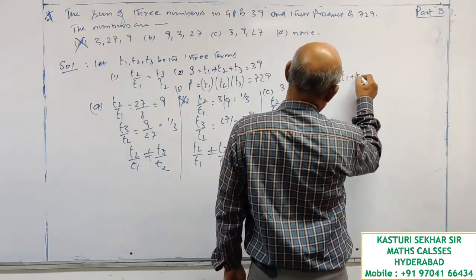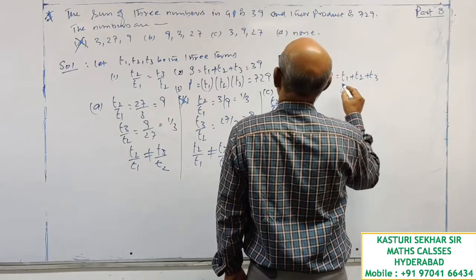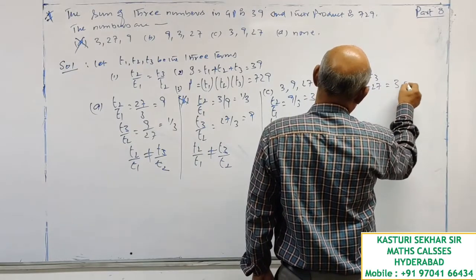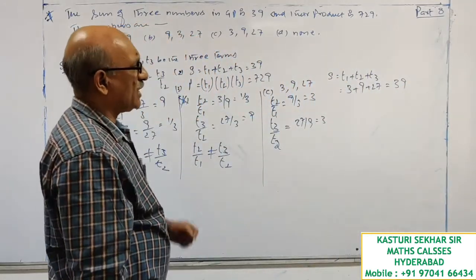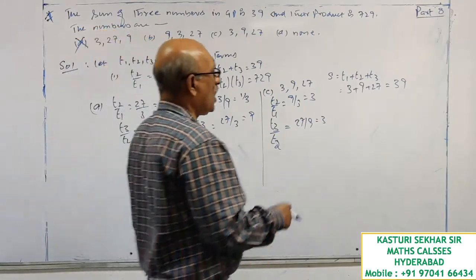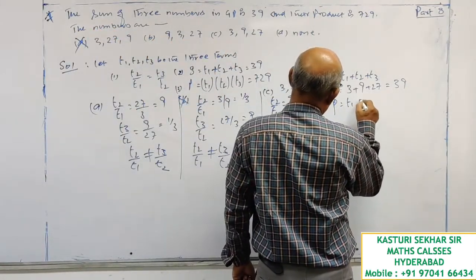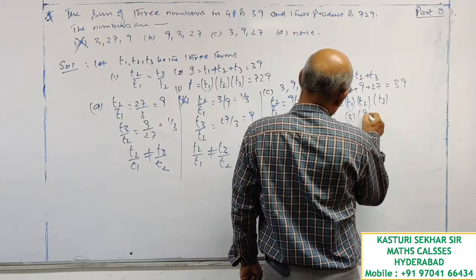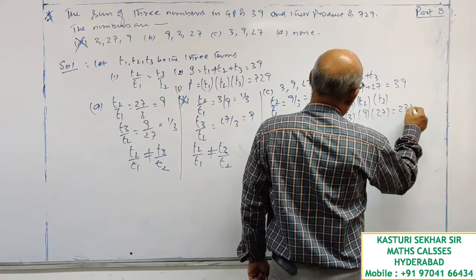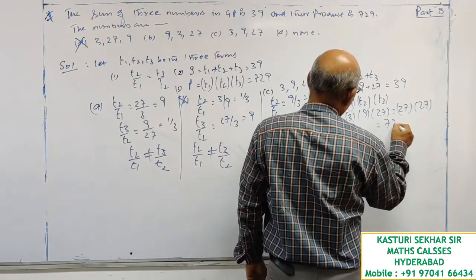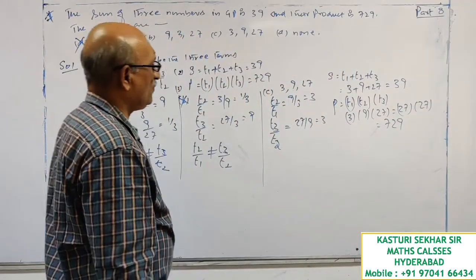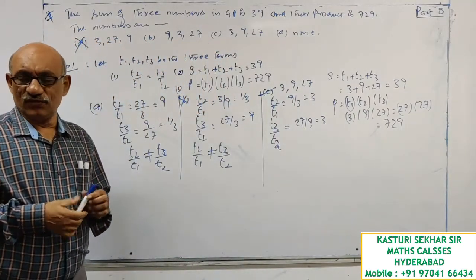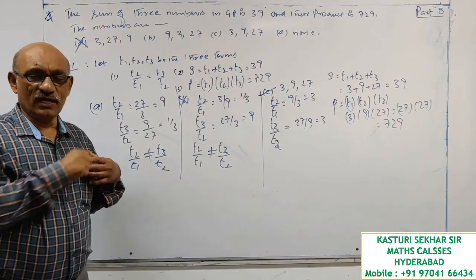Sum is equal to T1 plus T2 plus T3, which is 3 plus 9 plus 27, 39. Product: T1 into T2 into T3, 3 into 9 into 27, that is 27 into 27, 729. So option C satisfied all the conditions. Therefore, C is the answer to the given question.